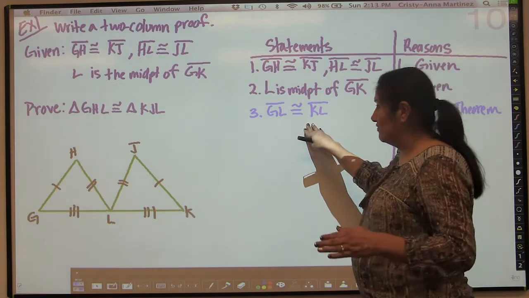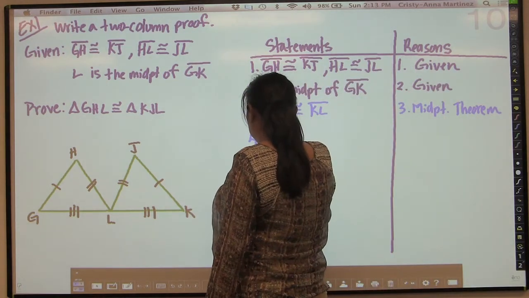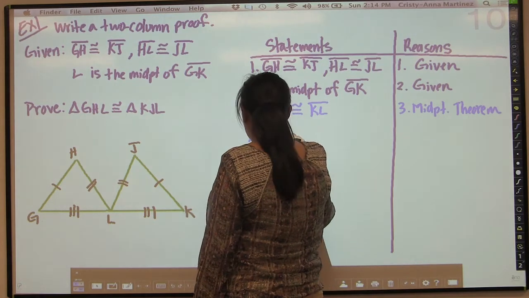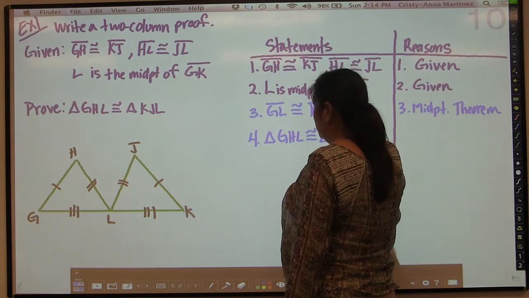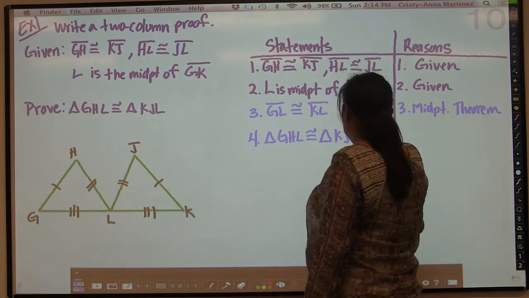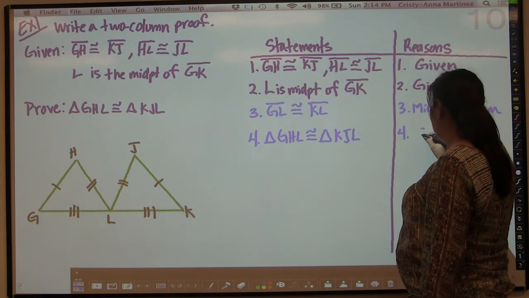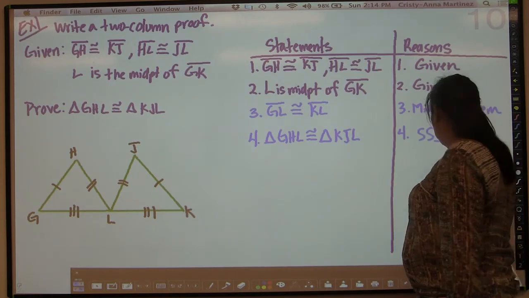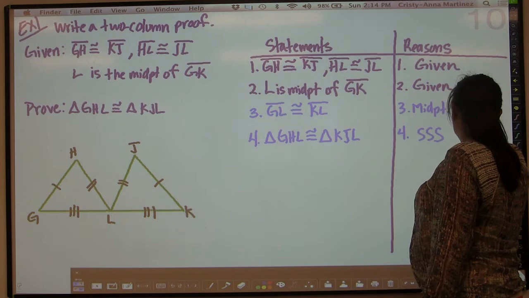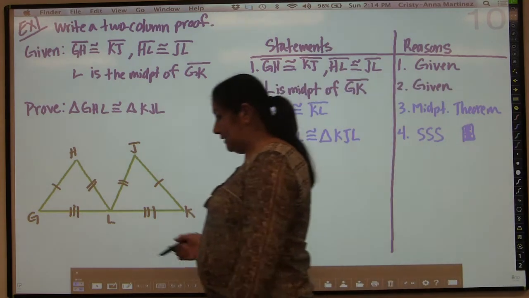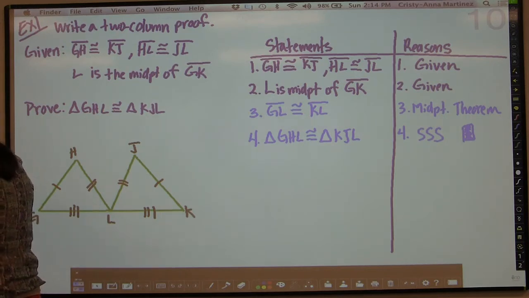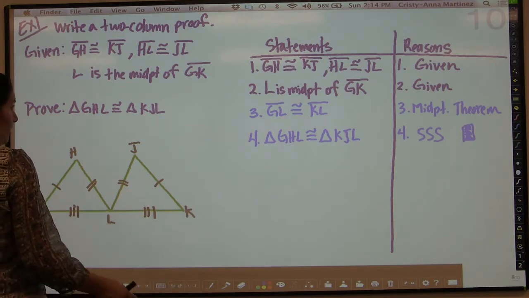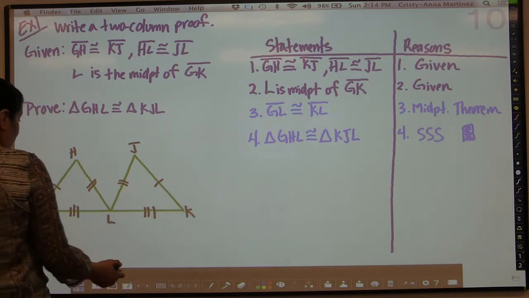So now that we've done all 3 pairs of sides, then all that's left to do is say that triangle GHL is congruent to triangle KJL. And the reason for that is side, side, side. And then you put your Q.E.D., and you call this problem done. All right, so I hope that like I stated earlier, that proof wasn't too difficult, and hopefully most of the proofs will be pretty straightforward like that.